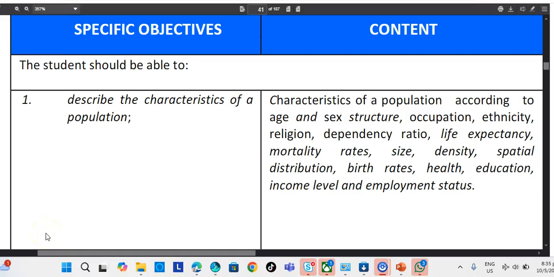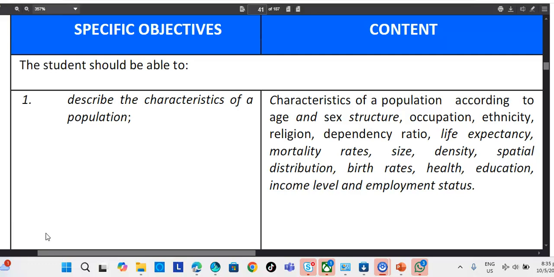If you are asked to describe the characteristics of a population, your answers should include things like the age and sex structure. Is it that we have a younger population, an older population? You have to look at occupation, how many people are working, ethnicity. Do we have more blacks, whites, Hispanics, Indians, religion? Dependency ratio, how many people do we have depending on others in the household? Life expectancy, what is the age an individual is expected to live to in Jamaica? I think it's 75 years old.